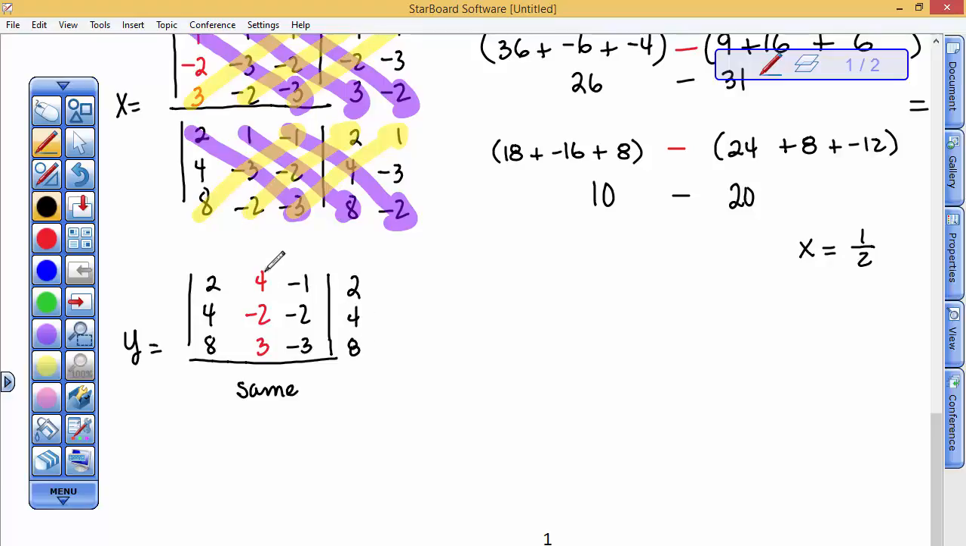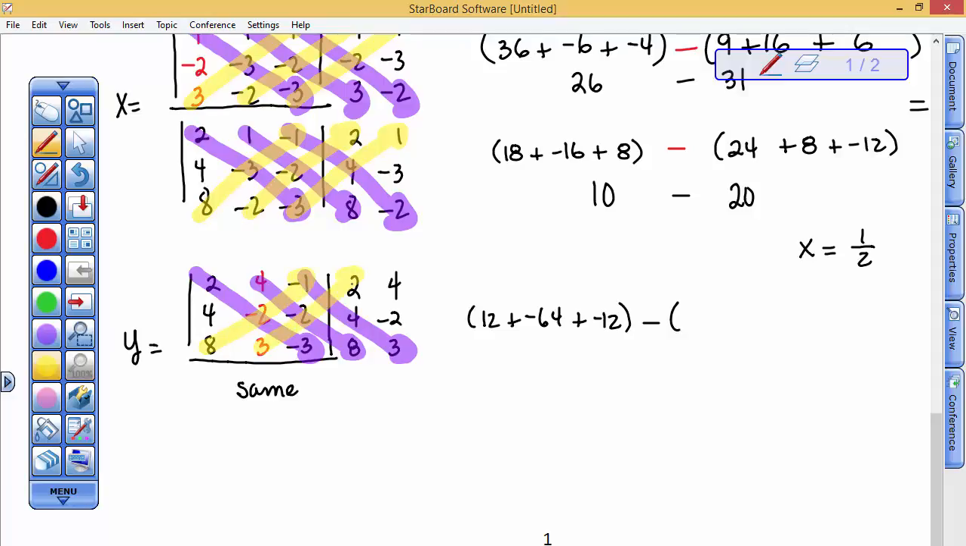This column gets copied. This red column, a 4, a negative 2, and a 3 gets copied. So now I'm going to take this product and this product. So let's see, this one is 12. And then this product, 8 times 8 is 64. There's one negative sign, so a negative 64. Here, that product is 12, and it's negative. Then I'm going to subtract this diagonal and this diagonal's products. So there's two negative signs here. 8 times 2 is 16. Here there's just one negative sign, so it's going to be 4 times 3 is 12, and it's negative.